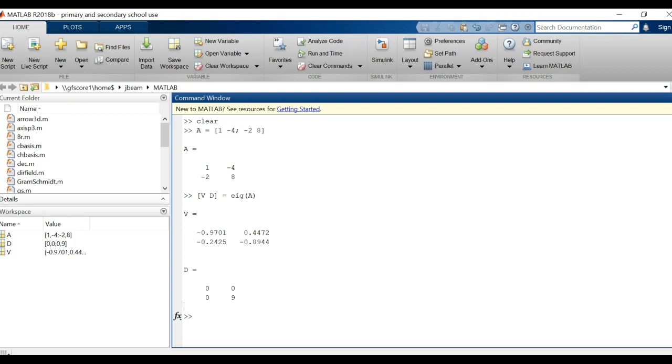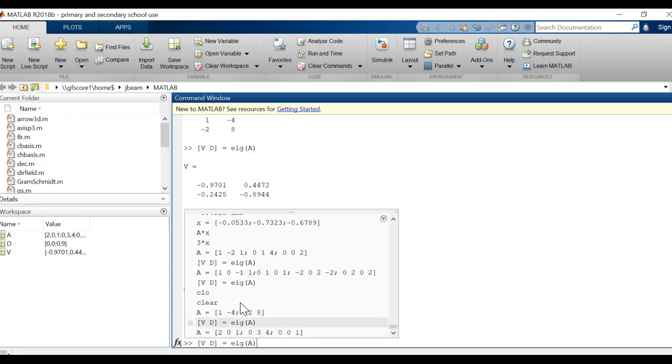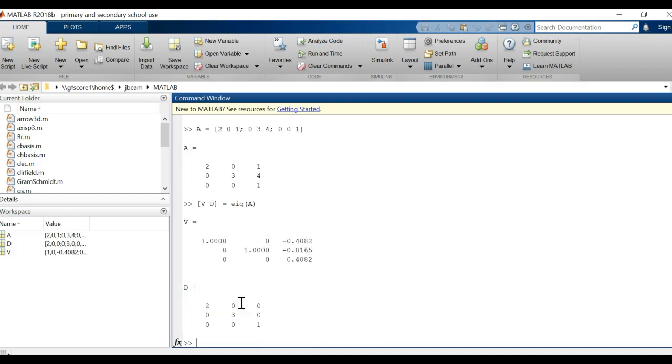Alright, so let's look at number 3. The given matrix there is going to be 2, 0, 1, 0, 3, 4, 0, 0, 1. So we use that same command, VD of eig A. It has 3 eigenvalues, 2, 3, and 1. So the ones that correspond to 2 are going to be t times 1, 0, 0. The ones that correspond to 3 are going to be 0, 1, 0. And then this last column are going to be the eigenvectors that correspond to 1.